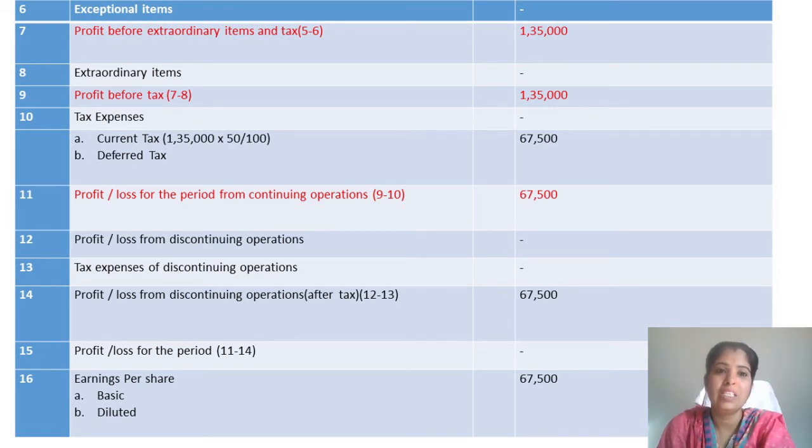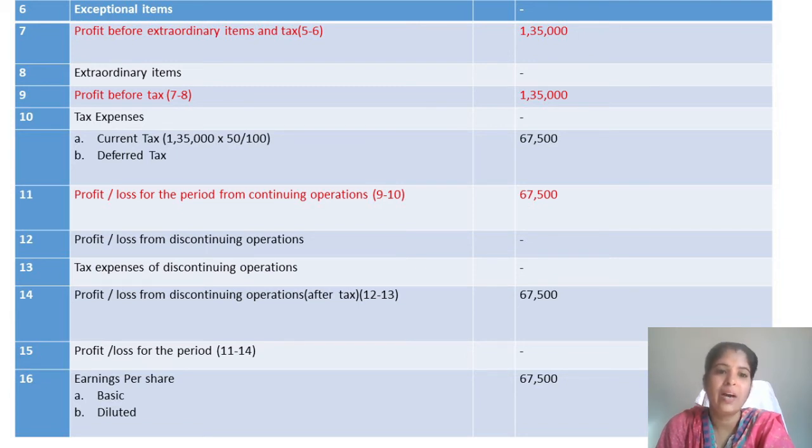Now next part is profit or loss from discontinuing operation. Nil, we don't have any values in this particular example. Tax expenses of discontinuing operation. When there is no profitability, there is no taxation on discontinuing operation. So nil. Same profit will be carried on. That is profit or loss from discontinuing operation after tax. That is 12 minus 13, again the same profitability carried forward.